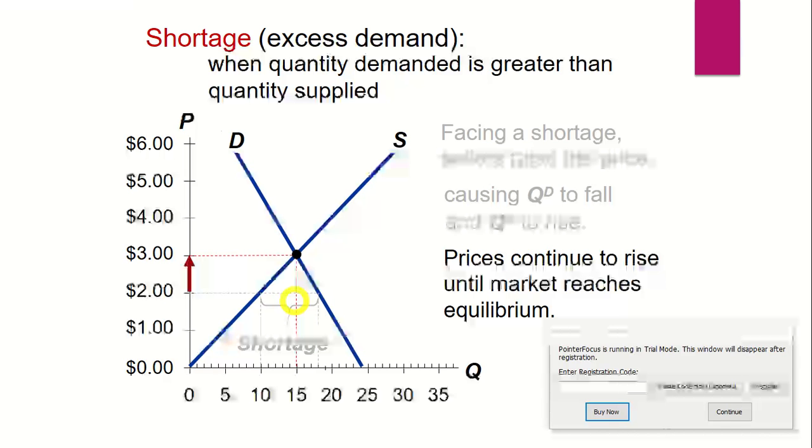Now price continues to rise until the market reaches equilibrium. Now at $3, quantity demanded becomes equal to quantity supplied, that is 15 lattes, and the market is now in equilibrium. Whether it's a shortage or surplus in the market, forces are going to try to move towards the equilibrium, and they maintain equilibrium in the market.